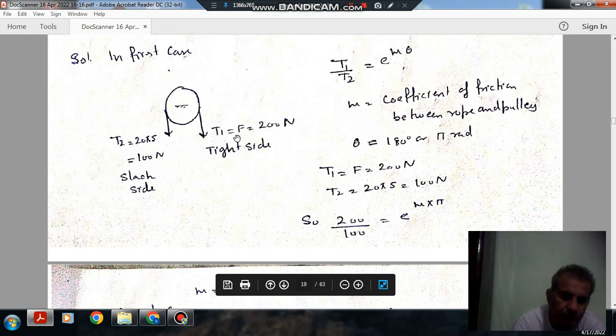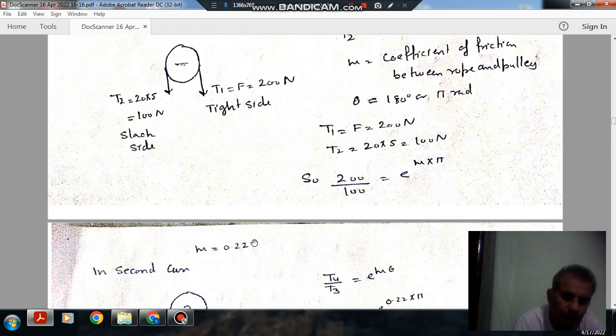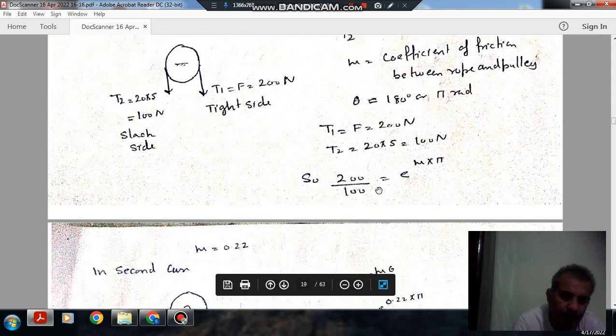So the ratio of tight side to slack side, T1 by T2, is equal to e raised to the power mu theta, where theta is the angle of wrap, and this angle is pi radian or 180 degrees, and mu is the coefficient of friction. From this we get mu is equal to 0.22.